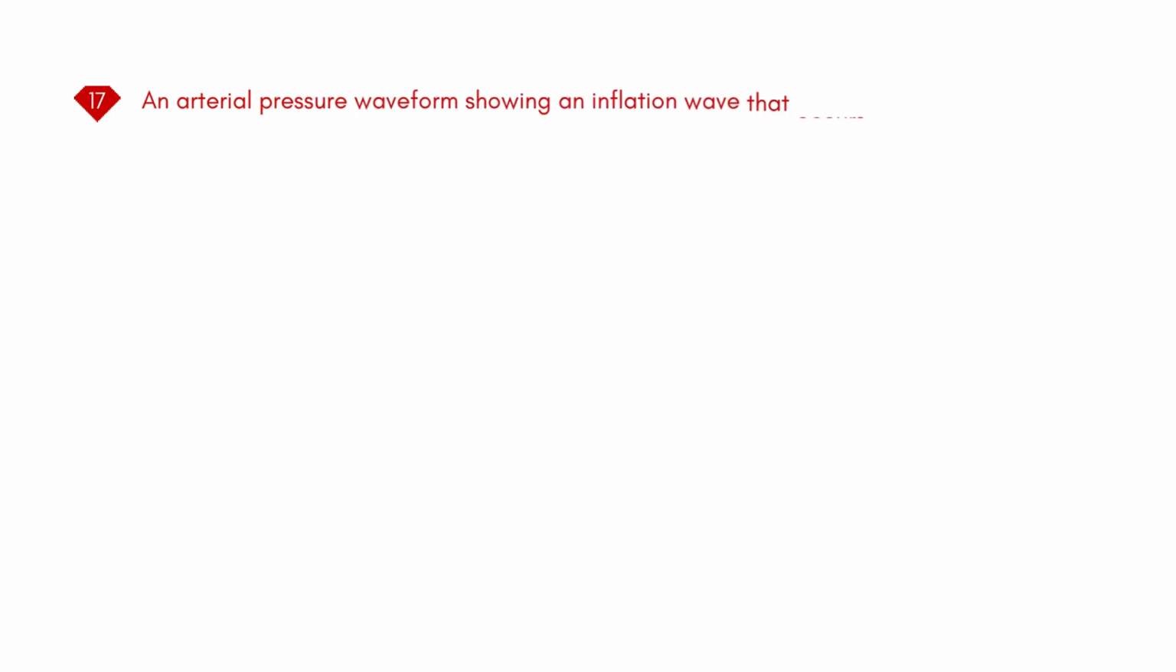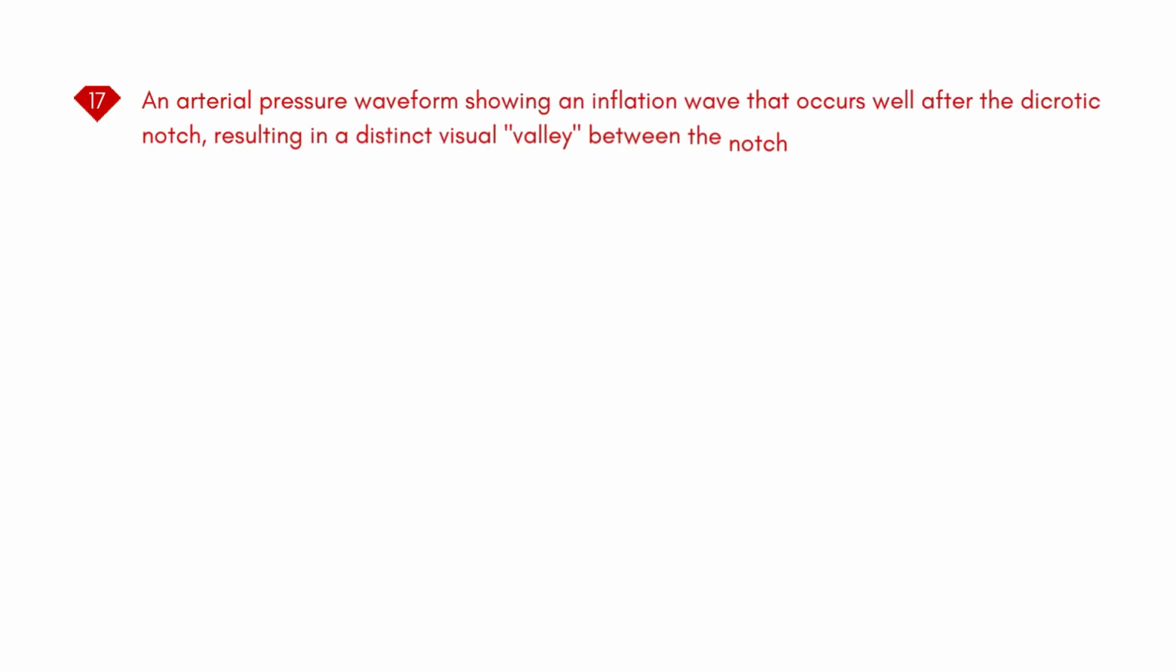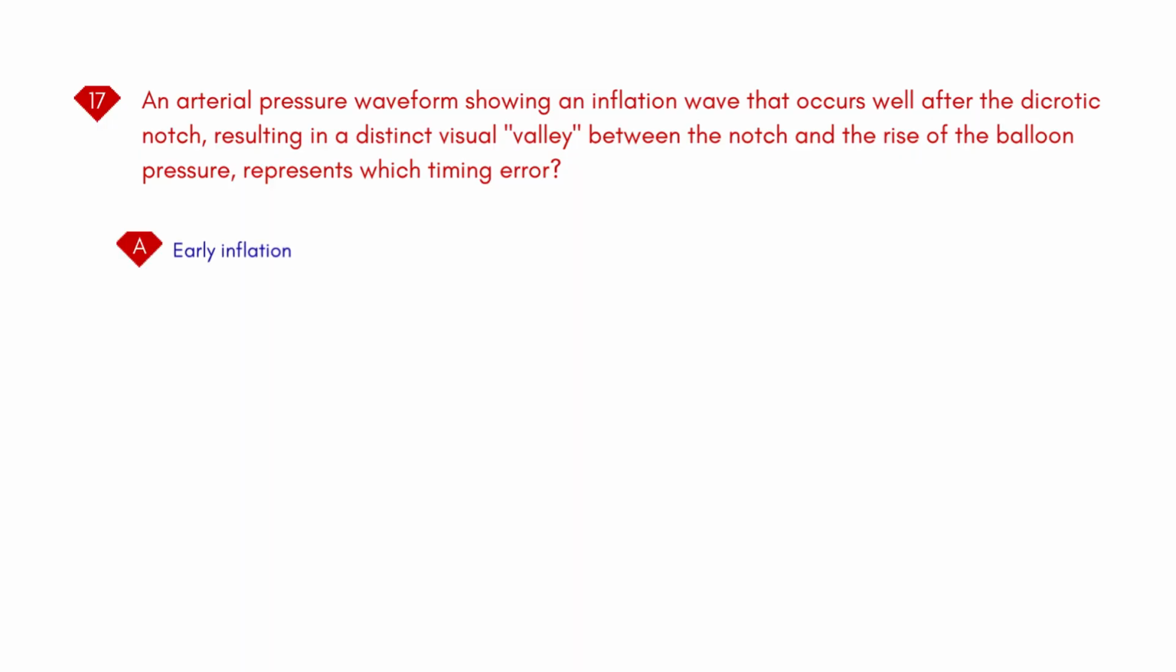An arterial pressure waveform showing an inflation wave that occurs well after the dicrotic notch, resulting in a distinct visual valley between the notch and the rise of the balloon pressure, represents which timing error? A. Early inflation. B. Late inflation. C. Early deflation. D. Late deflation.